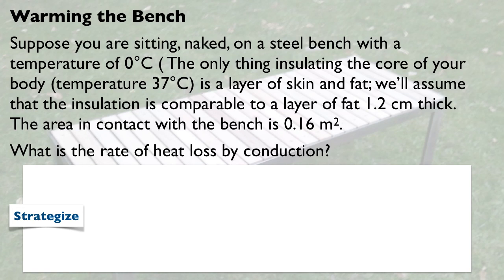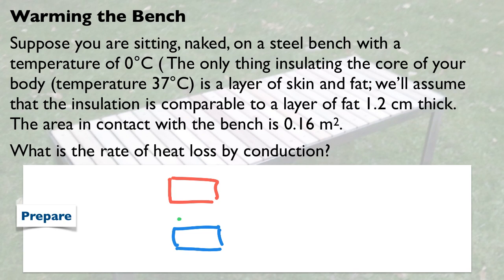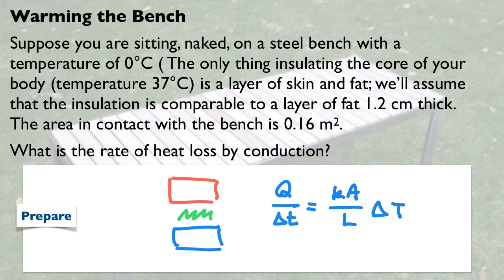First, we strategize, and we're going to treat this as a problem of heat transfer by conduction. And that's fairly straightforward. And our preparation step looks like this. Now, when we have things that are being transferred from something that is hot to something that is cold through some intervening medium, we have a relationship that describes the heat loss: Q over delta T, the amount of heat that is lost in a time interval delta T, is equal to K times A over L times delta T. That's my basic relationship. And here are some of the quantities that we're going to need. K is the coefficient of thermal conductivity.